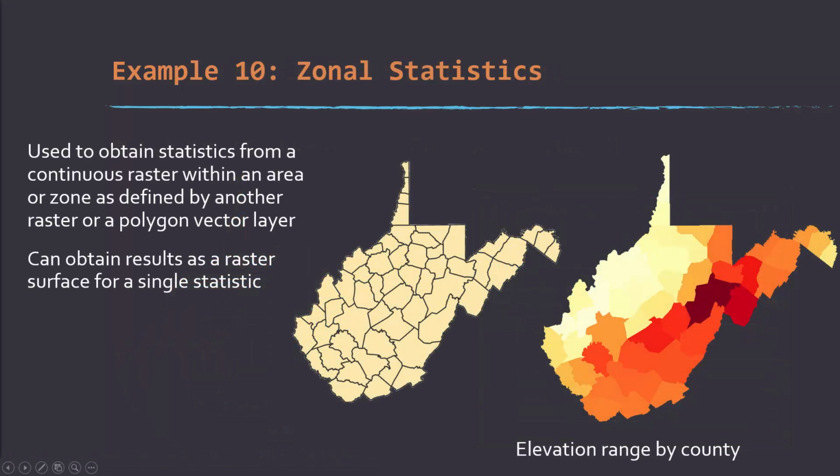Zonal statistics allows you to obtain a statistical estimate by zone. In this case, we're obtaining that output as a raster grid as opposed to a table. So here our zones are defined as the counties in the state, and our output will be a grid where each cell contains the elevation range in this case by county. Note that every cell in the same county has the same code because they store the same statistical value. So for example, all the cells in Randolph County have the elevation range within that county.